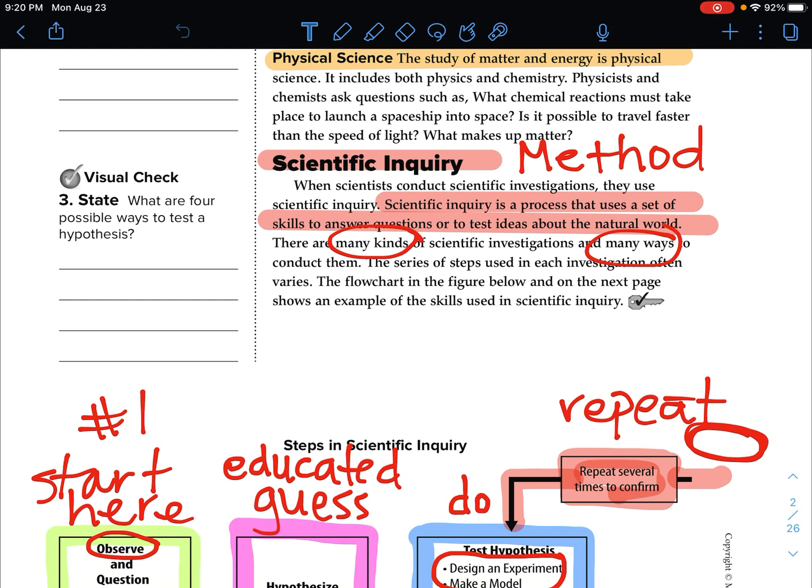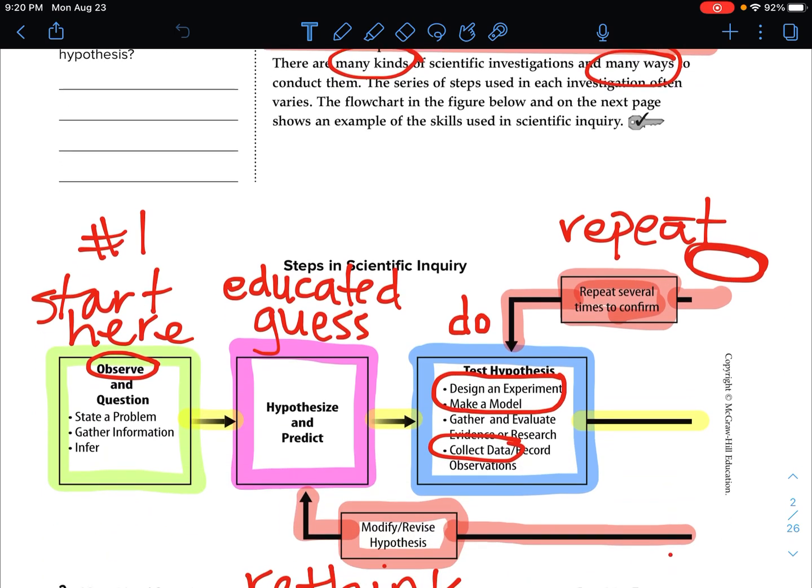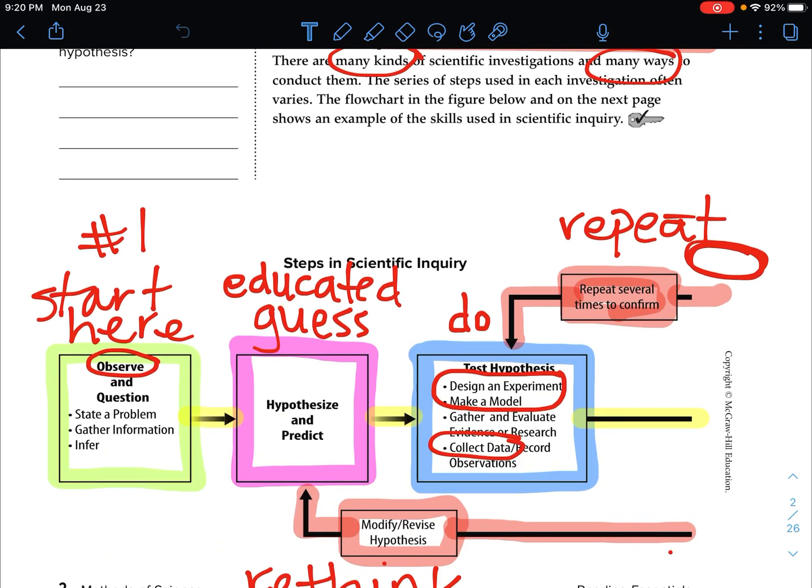When scientists conduct scientific investigations, they use scientific inquiry. Scientific inquiry is a process that uses a set of skills to answer questions or to test ideas about the natural world. There are many kinds of scientific investigations and many ways to conduct them. The series of steps used in each investigation often varies. The flowchart in the figure below and on the next page shows an example of the skills used in scientific inquiry.